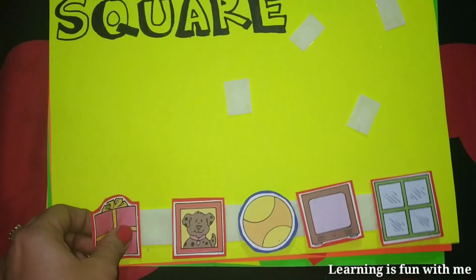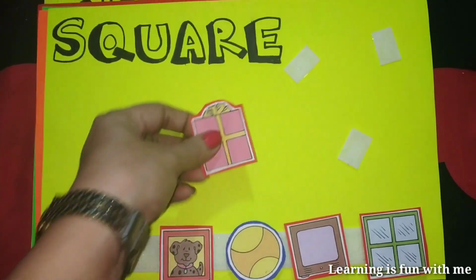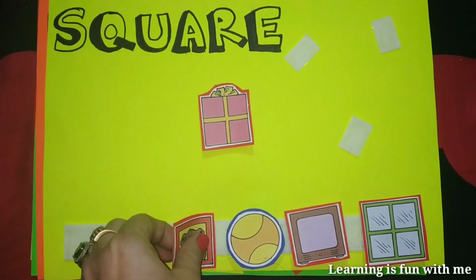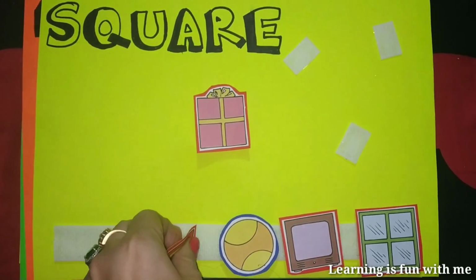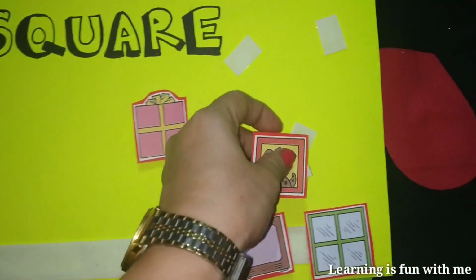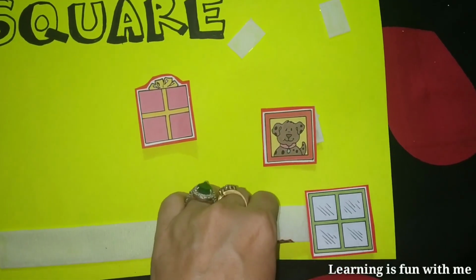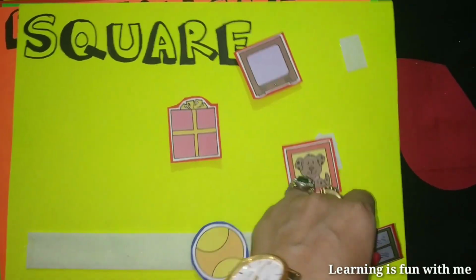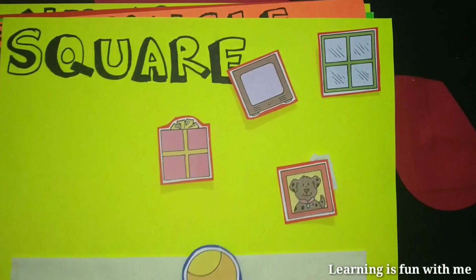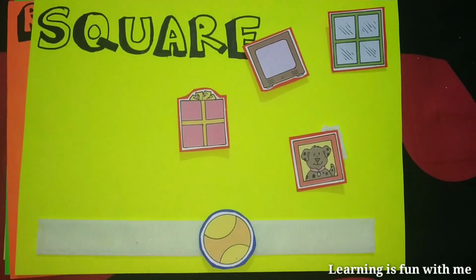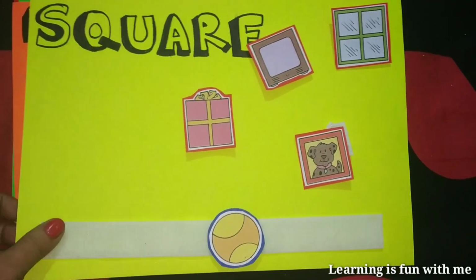Then the next sheet is of square shape. This gift is of square shape. This picture, then TV. This is of square shape, no. This window. So this is the square shape sheet.